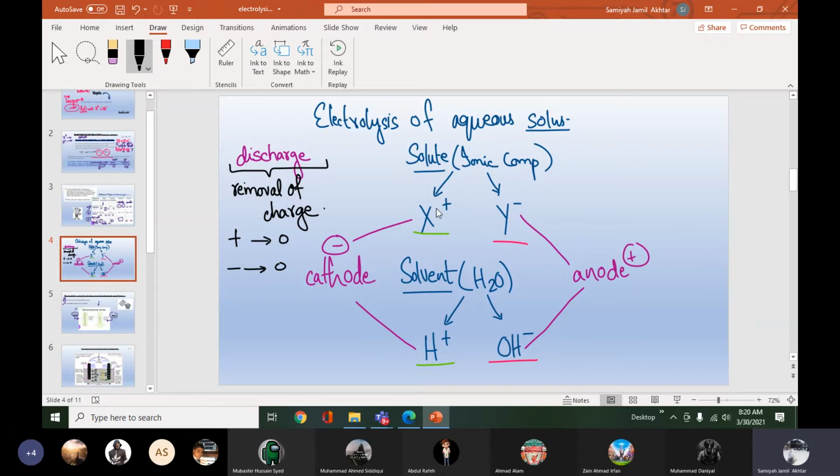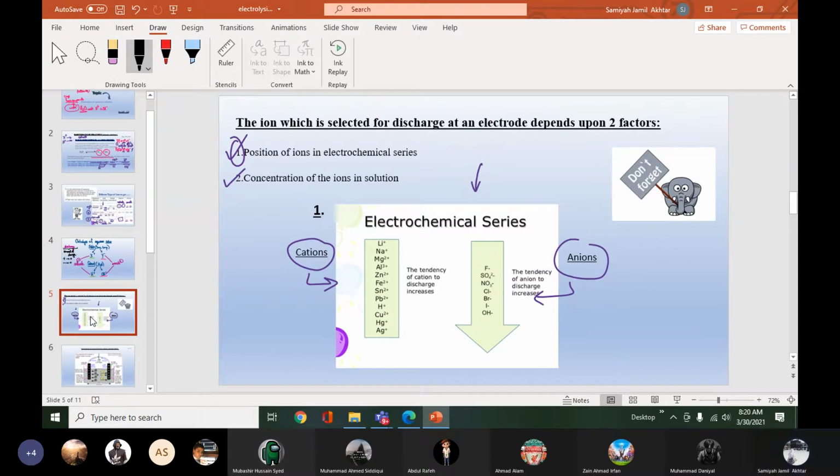So from the two cations, only one will discharge, and from the two negative ions also only one will discharge, and the other one will remain in the solution. Now we have to see which one will discharge. There are two things which will decide. The first point, for the cations, which means positive ions, is the electrochemical series. For the positive ions, you will see the position of ions in the electrochemical series, and for the anions you will see the concentration.